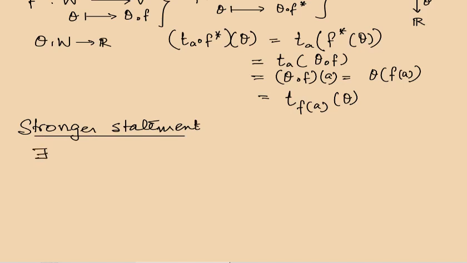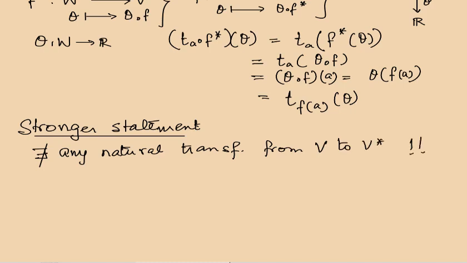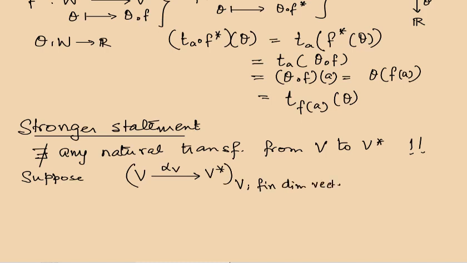There does not exist any natural transformation from V to V star. Why? Suppose it did. Suppose alpha is natural.